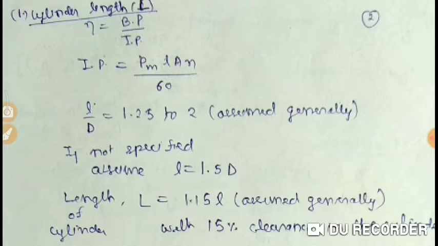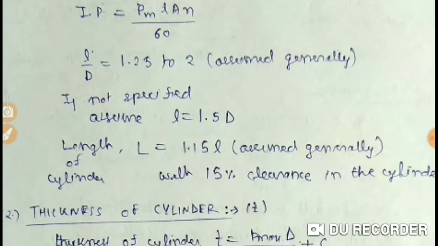Here L by D is equal to 1.25 to 2. That is assumed generally. Generally the ratio of the stroke and the diameter of the cylinder is 1.25 to 2. So if not specified, then you can always take L equal to 1.5 times D, or you should remember the range that L by D is equal to 1.25 to 2. Now length of the cylinder is taken as 1.15 times the length of stroke. These are the general or empirical assumptions that you have to take for designing the engine.